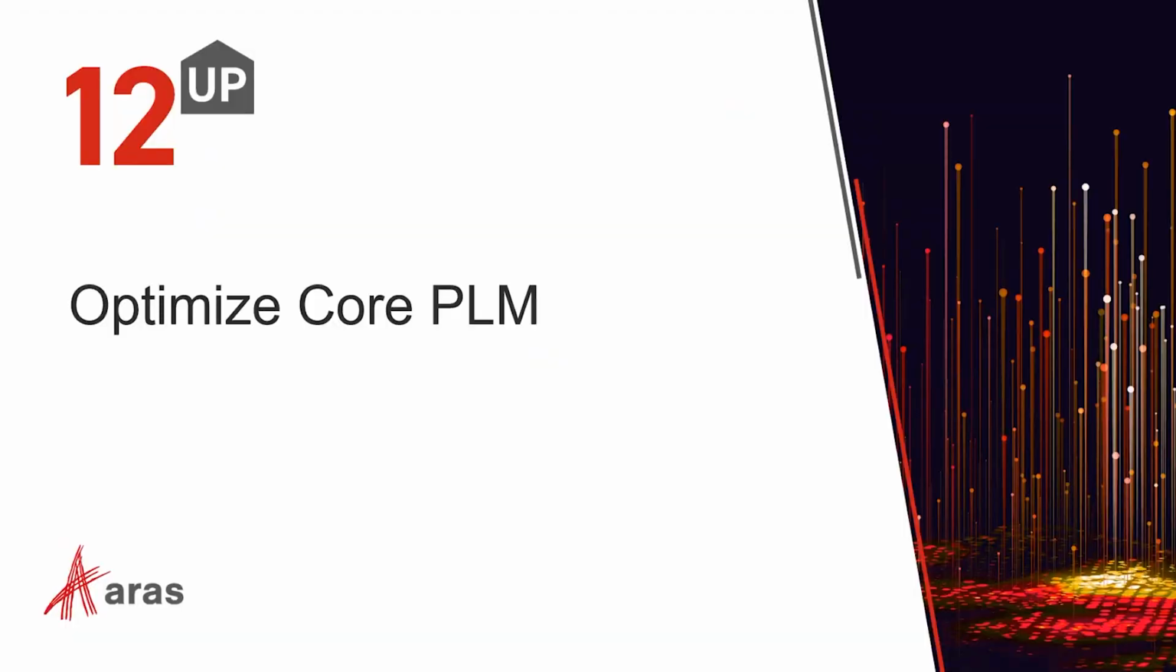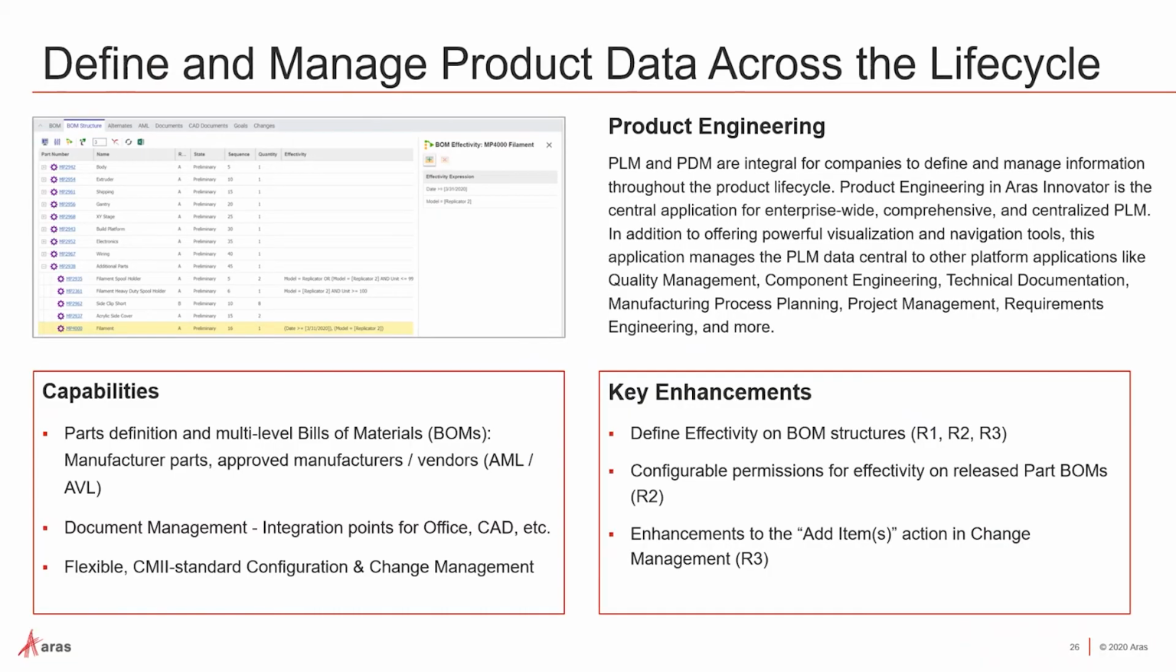All right, so our next section is about optimizing core PLM, and this represents improvements to some of our most commonly used PLM capabilities. So let's start with the most frequently used application in Aras Innovator, product engineering. This is really the core of PLM, and this is all about parts and bills of material and documents and CAD documents and changes and all of that.